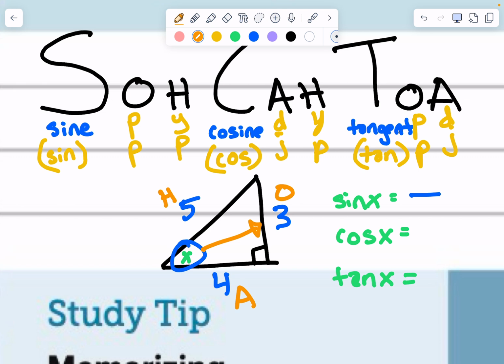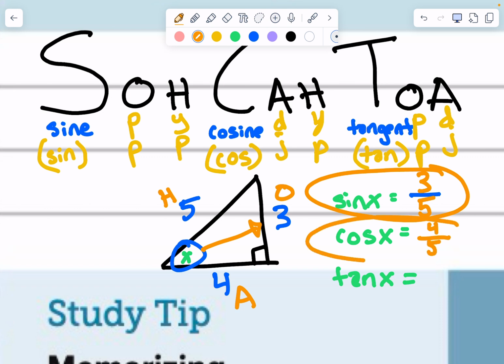All right, so sine is OH, so SOH. O goes on top, H goes on bottom. So the opposite side is 3, the hypotenuse side is 5, so sine of X is 3/5. Do you see how that works? Cosine is AH. The adjacent side is 4, the hypotenuse side is 5, so cosine of X is 4/5.